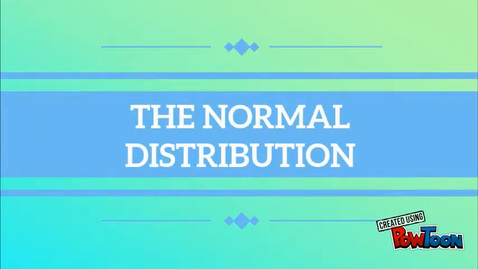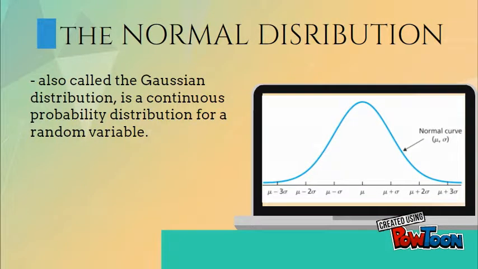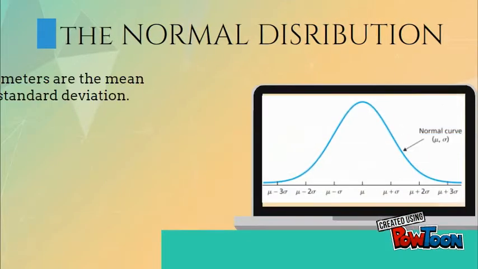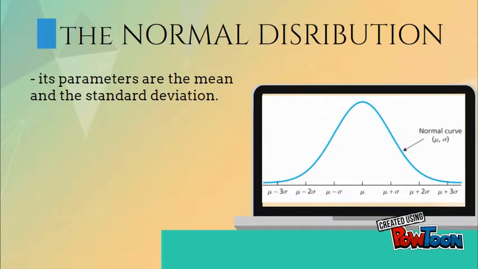In this lesson, we will be talking about the normal distribution. What is the normal distribution? The normal distribution, also called the Gaussian distribution, is a continuous probability distribution for a random variable. Its graph is called a normal curve, bell curve, or Gaussian curve. Its parameters are the mean and the standard deviation. The mean gives the location of symmetry, while the standard deviation describes the spread of the data.